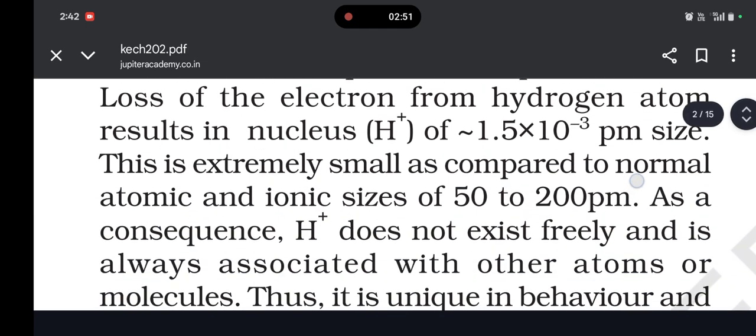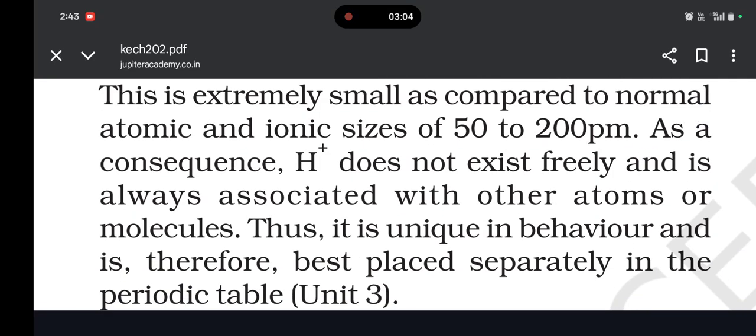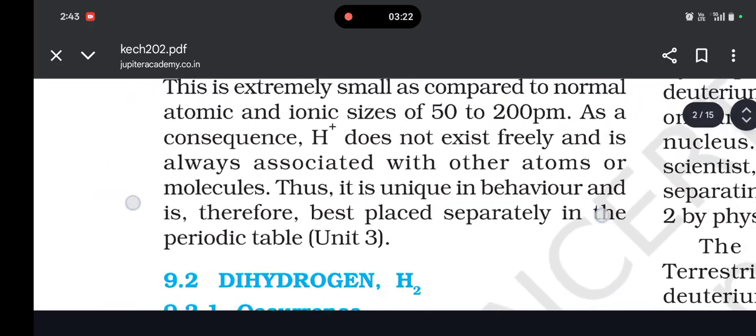Loss of electron from hydrogen atom results in the nucleus H+ of about 1.5 × 10^-3 picometer size. This is extremely small as compared to normal atomic and ionic size of 50 to 200 picometer. As a consequence, H+ does not exist freely and is always associated with other atoms or molecules. Thus, it is unique in behavior and is best placed separately in the periodic table.